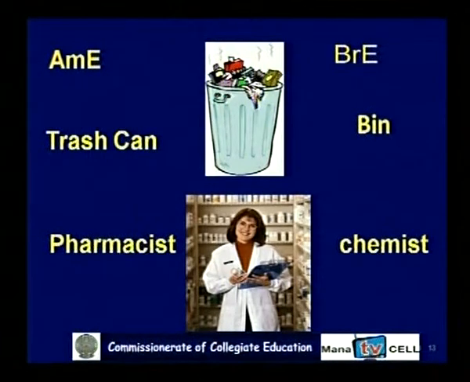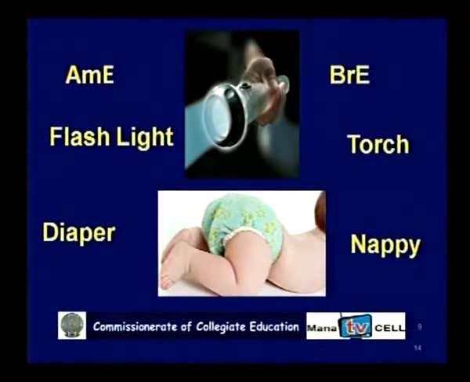Beneath this picture you can find a pharmacist, that is American English, and chemist in British English. So you might be knowing the difference by now, dear students. And here also this picture, flashlight and torch. Flashlight is American English, torch is British English, and you can see the diaper the baby wears, that is nappy. We use both the words diapers and nappies.